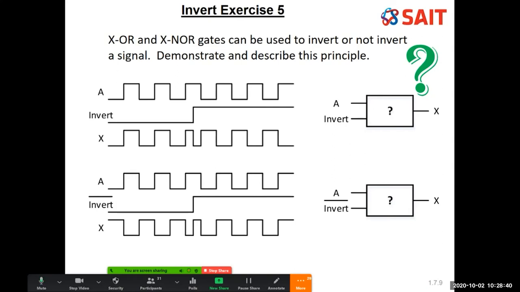So while I'm not inverting my NOT invert, the signal is being inverted. So A is turning into X. But as soon as I change my NOT invert to a 1, my signal is no longer being inverted. So go through and do a little bit of work with your truth table, do a little bit of work with this timing diagram, take a whole bunch of baby steps, and decide for each of these cases if it should be an exclusive OR or an exclusive NOR that would do the task for you.